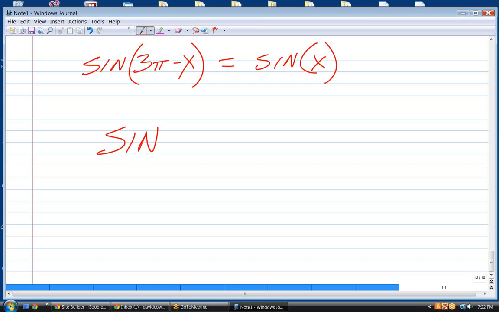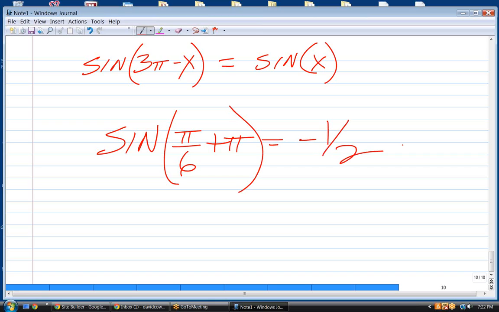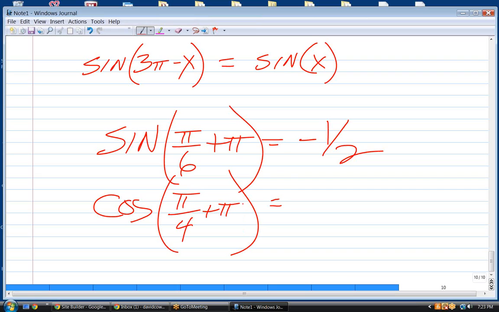If you take the sine of any angle and you add pi to it, you get the same number, 1/2, only with a negative sign in front of it. Same thing with cosine. If I take the cosine of pi over 4 plus pi, well, the cosine of pi over 4 is positive root 2 over 2. The fact that I've added pi means it's going to turn negative. Just like if I added 2 pi, then it would be the same. Or if I added 4 pi, it would be the same. So if you just add half of a cycle, all you do is change the sign.